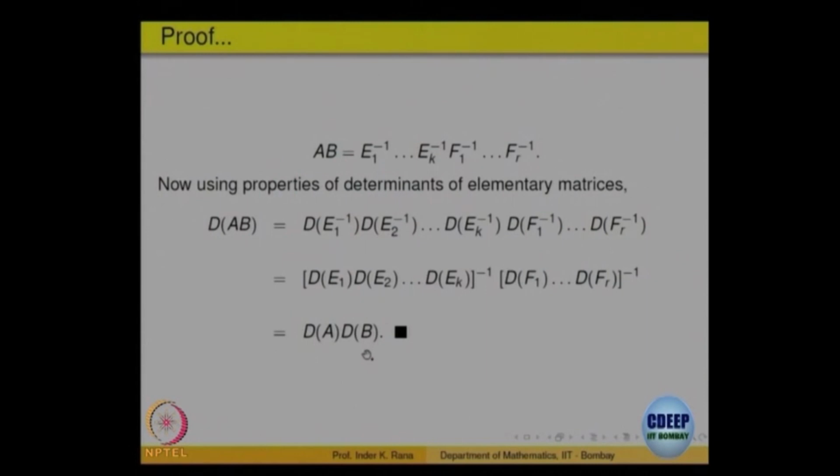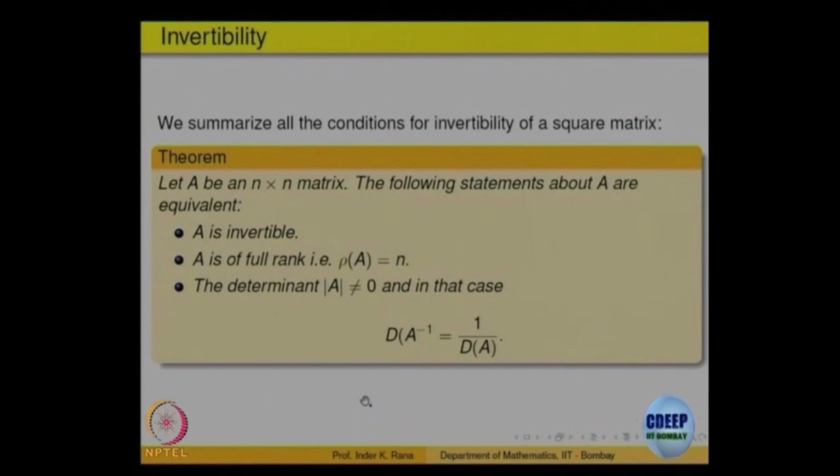Okay. Now I can write down the determinant if A is invertible. So, what is B? B is A inverse. So, I can apply that trick again, A into A inverse is identity. So, what is the determinant of A inverse? 1 over determinant of A. I can use this now to deduce that. Earlier we did it for an elementary matrix.